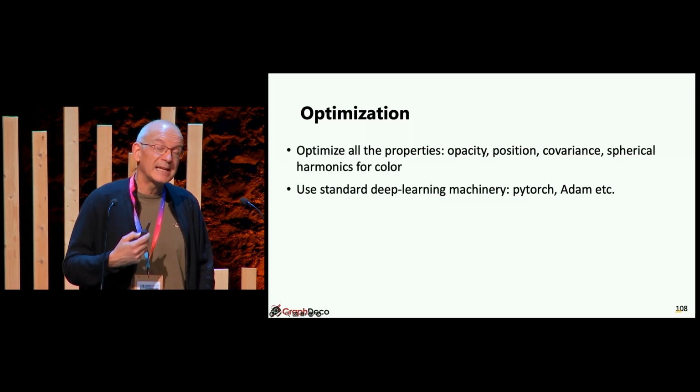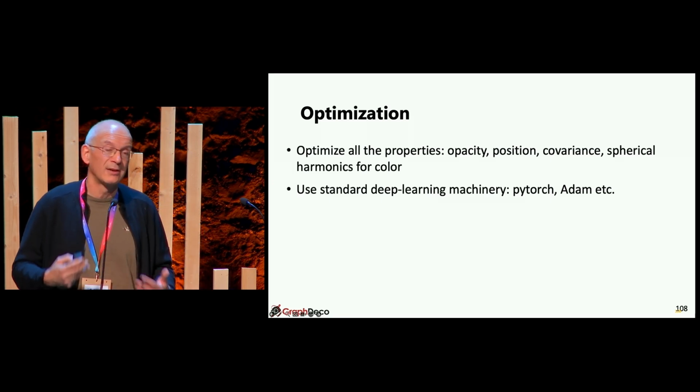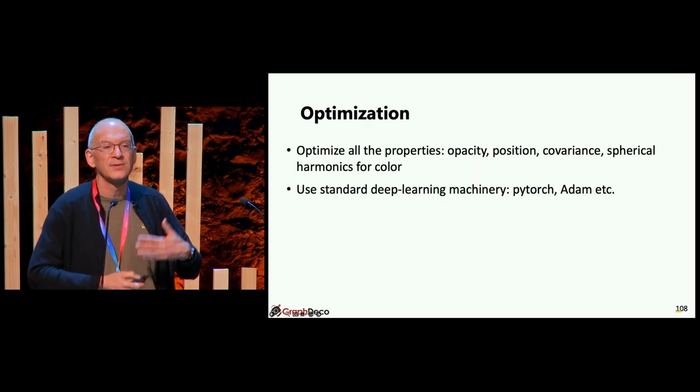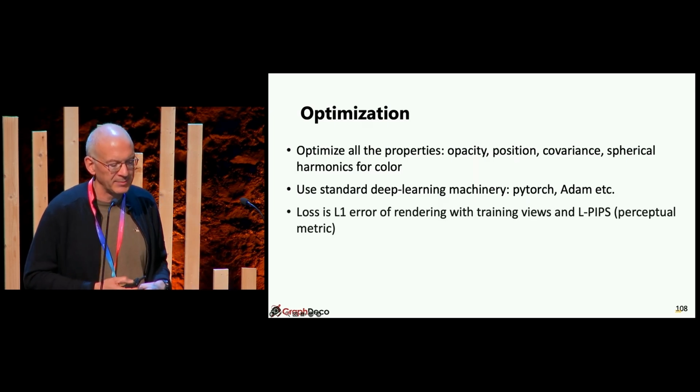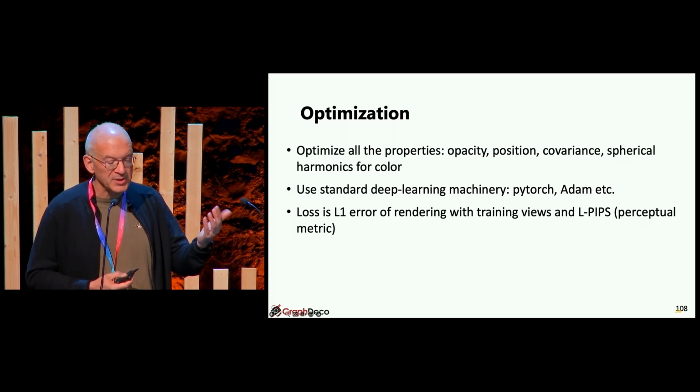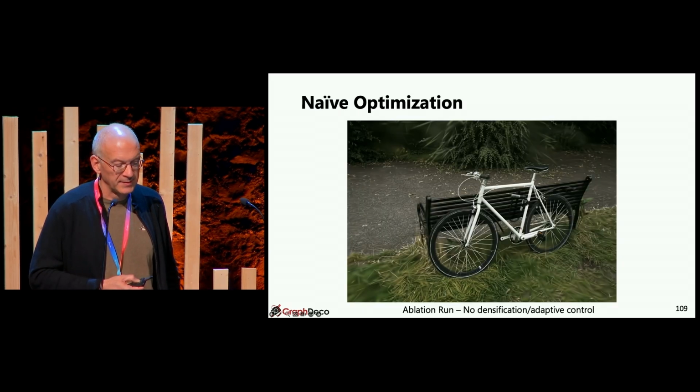So even though technically speaking Gaussian splatting is not a learning method, it would not have been possible if we hadn't used all of the infrastructure that is provided by deep learning. We use an L1 loss with the training views and a perceptual metric, LPIPS.